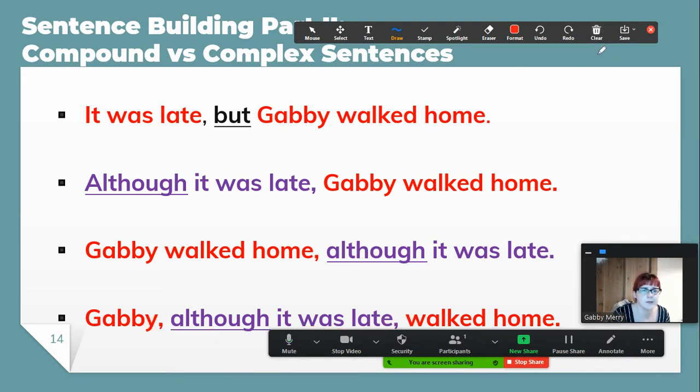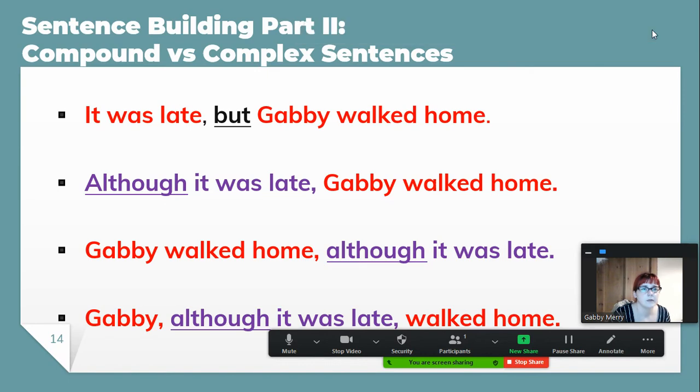Let's clear and get rid of that for a moment. Oh, no, I'm still drawing. Right, there we go. Okay.